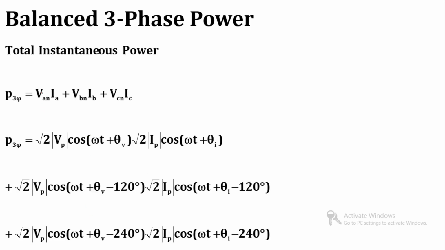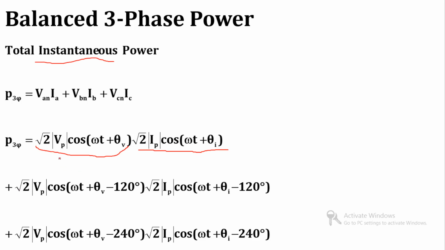Now we know that instantaneous power is the summation of all the 3 phase power. So power for 3 phase is equal to Van into Ia, plus Vbn into Ib, plus Vcn into Ic. So this is the value of Van, root 2 into mod Vp cos omega t plus theta v. And this is the value of Ia, root 2 into mod Ip cos omega t plus theta I.